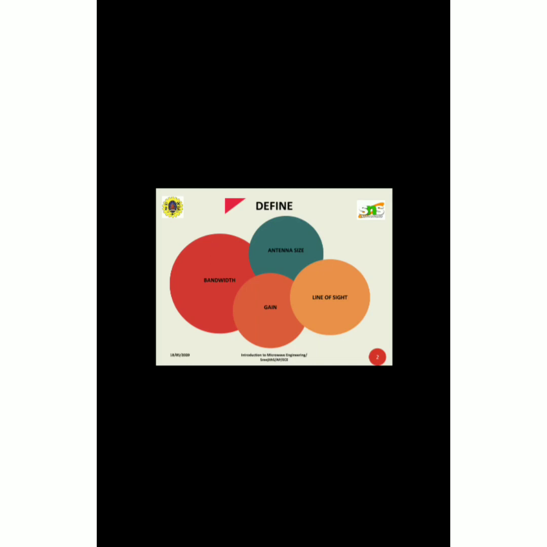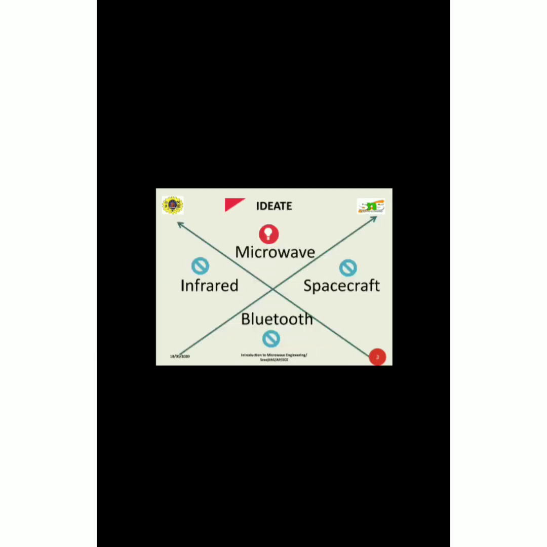Okay, also we need to take into account parameters such as line of sight communication, antenna size, gain, and bandwidth. When we look into these aspects, which form of communication is suitable to overcome these empathies that we have discussed? So a series of things will be coming, like Bluetooth, infrared, spacecraft, and microwave.